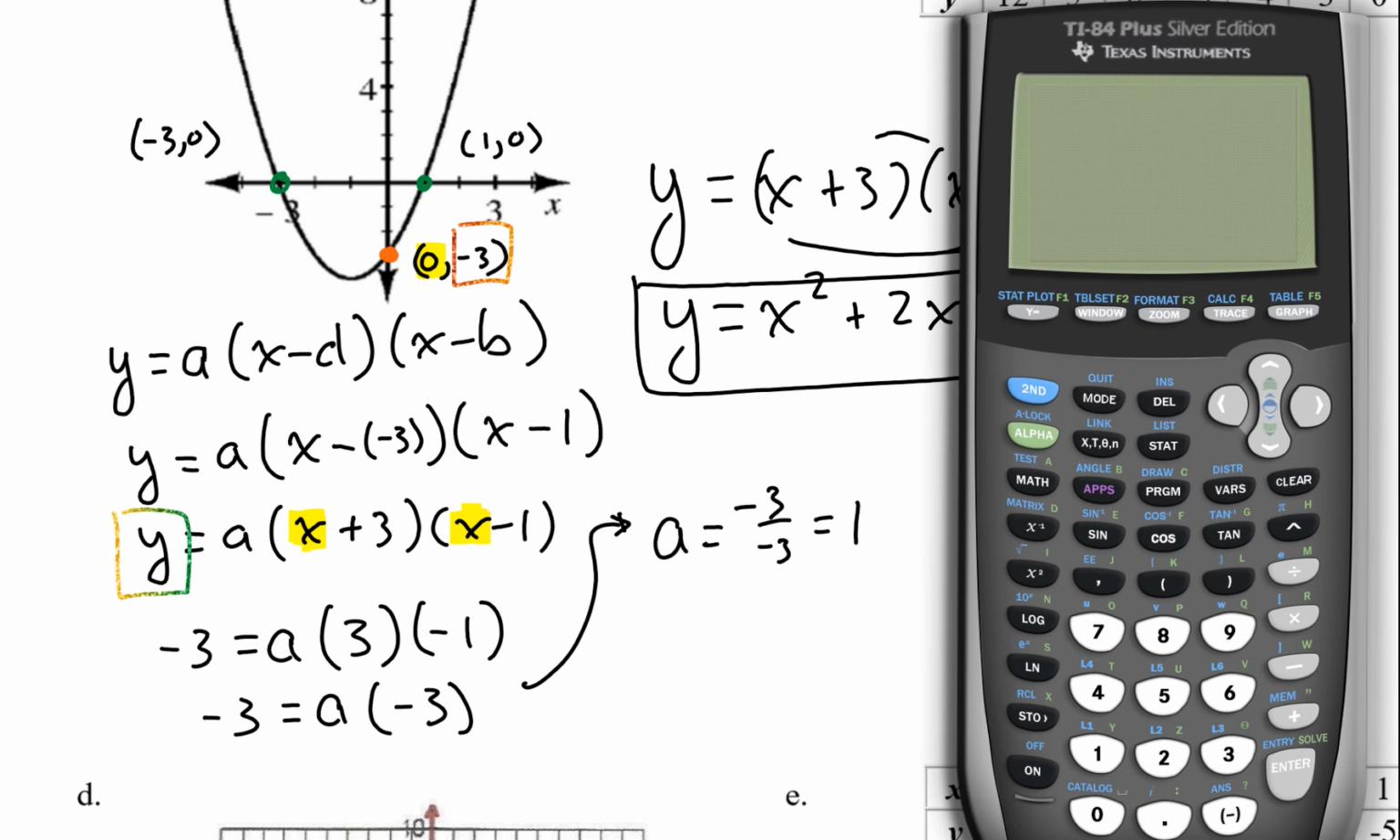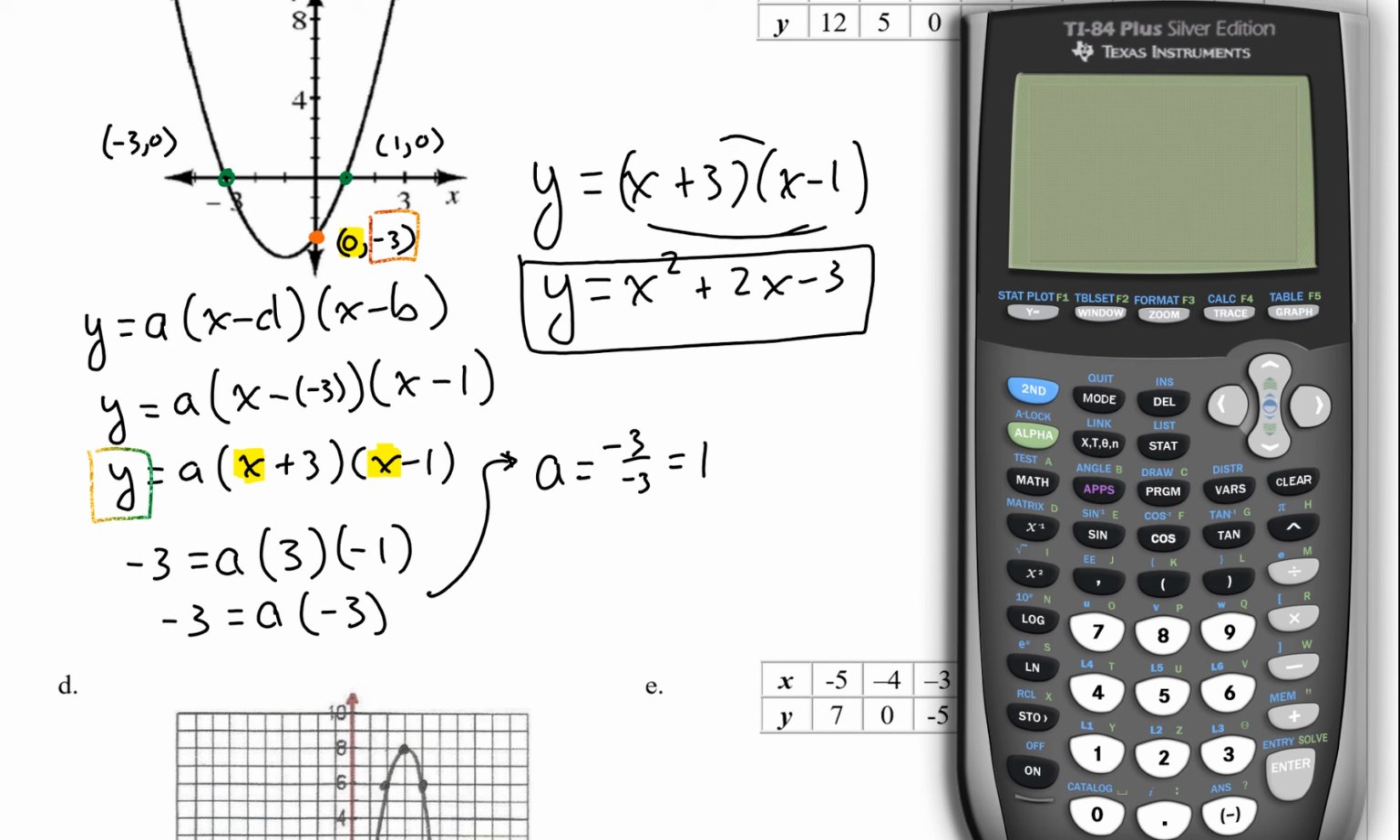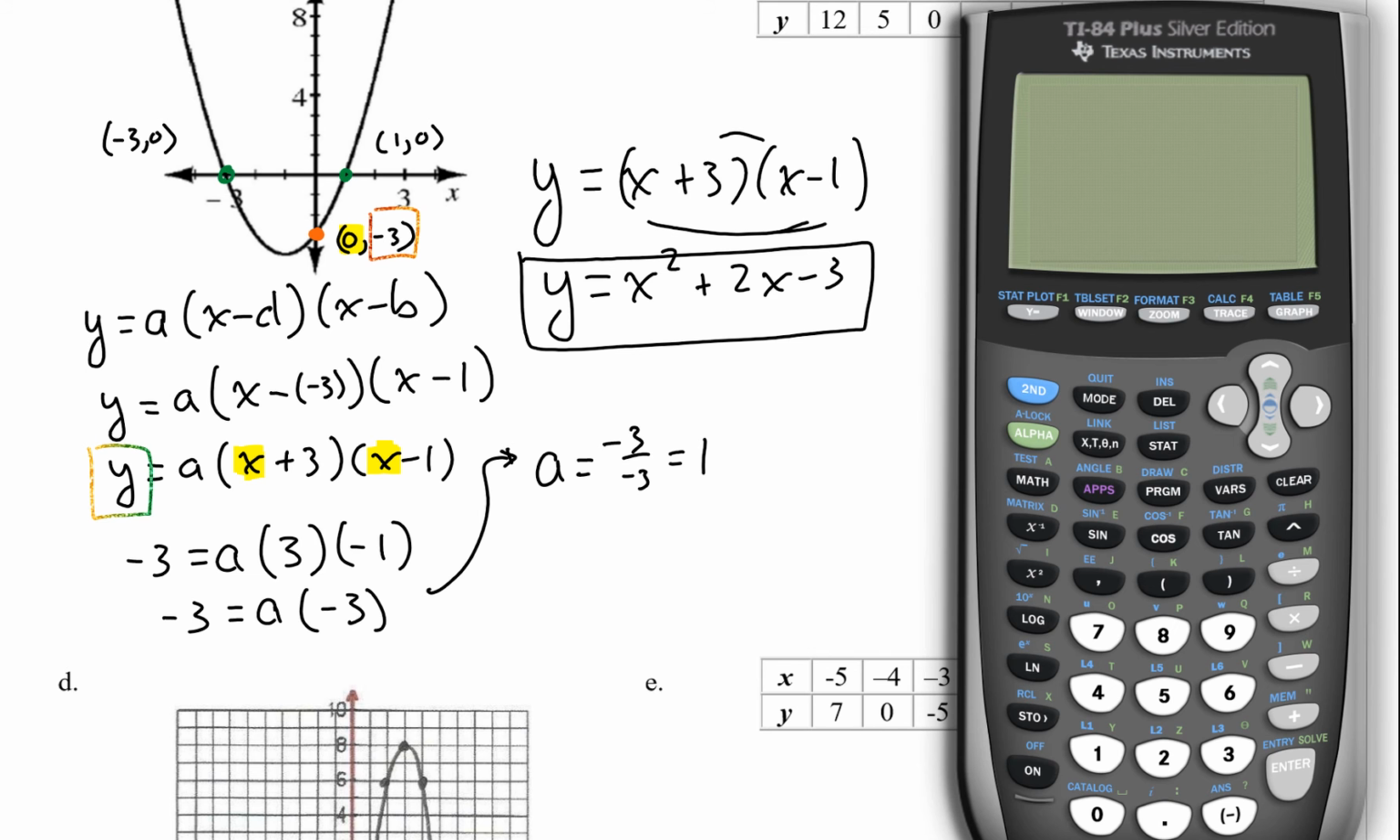And I do want to check it. Partly because I'm just learning, and I just want to make sure that I understand that I'm doing things correctly. So let's go back in here and change the y equals. So I'll clear this equation, and I'm going to type x squared. So I've got x to the second power, and then plus 2 times x, and then minus 3, and I'll go ahead and graph that.